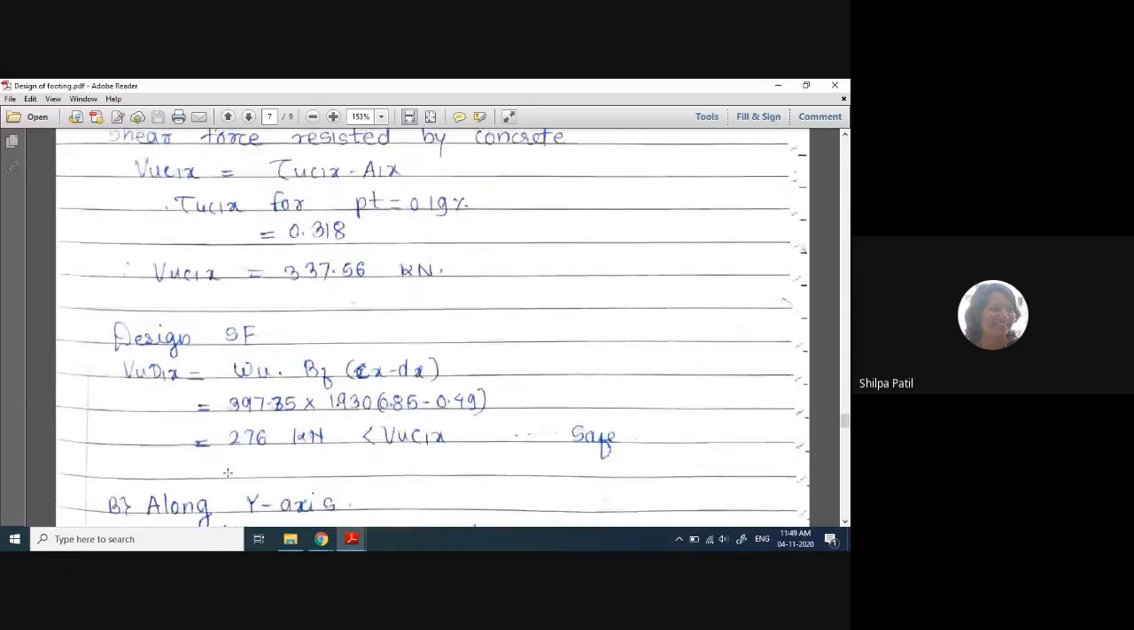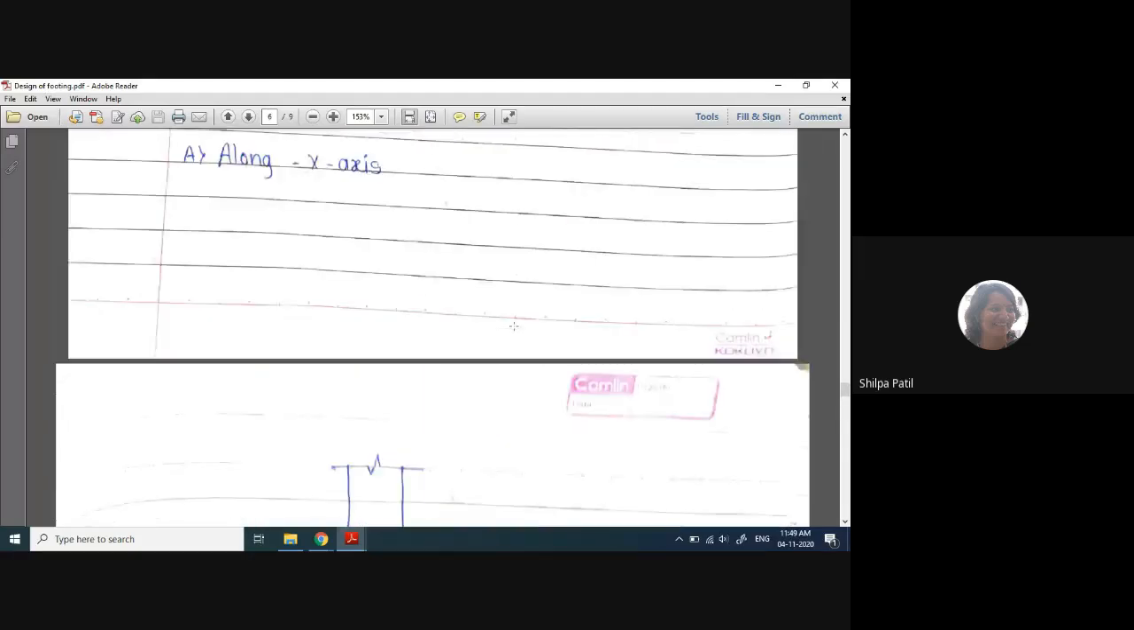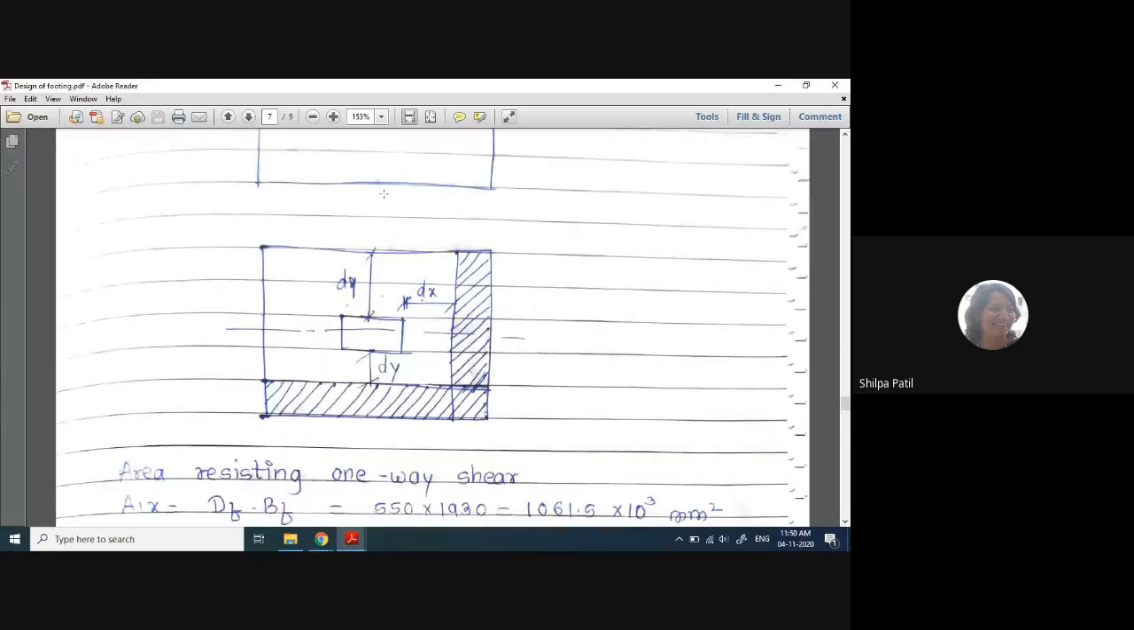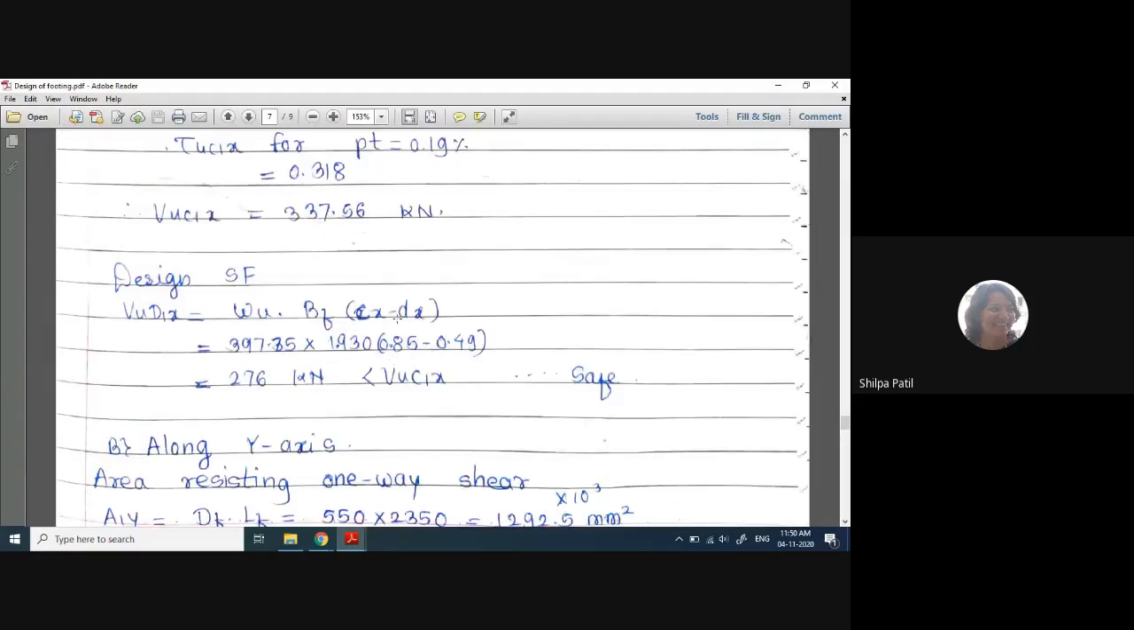Now for finding VUD1x, the shaded area is bf into (Cx minus dx). So along the x-axis we are calculating. Along this axis, the area is this one. Okay, so this is our x-axis. Along the x-axis, this is the area. So what is that? This is bf into this distance. Now how do we find this? It will be the total distance, Cx minus dx.